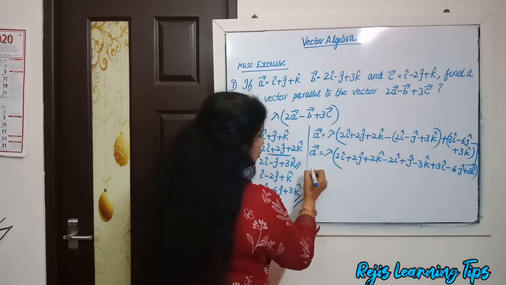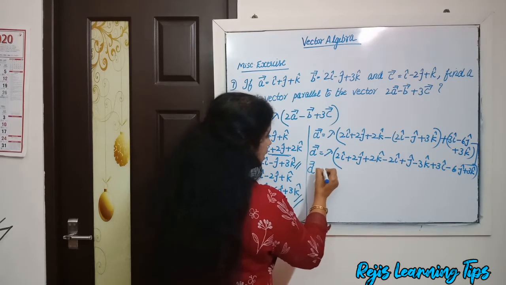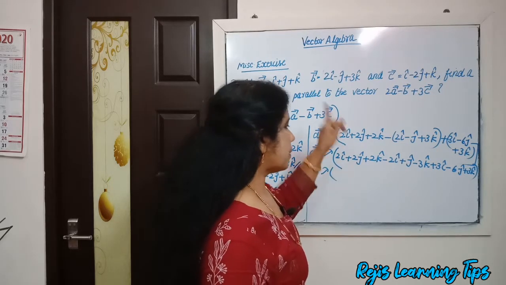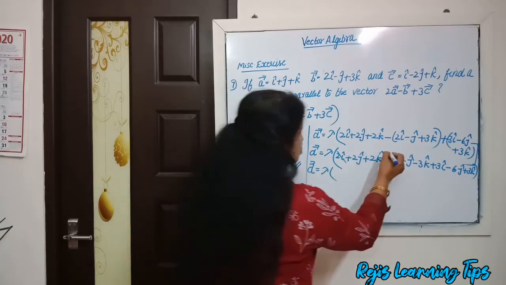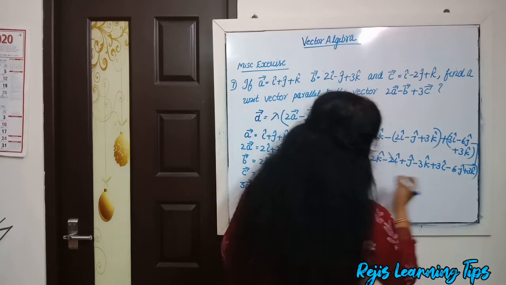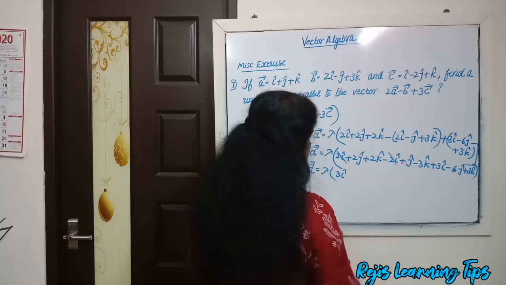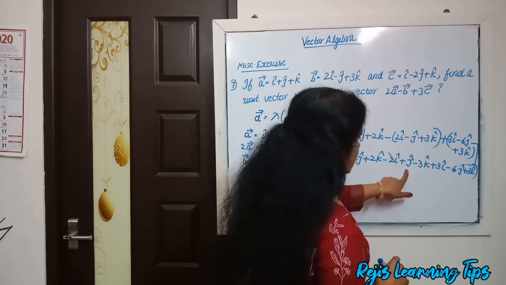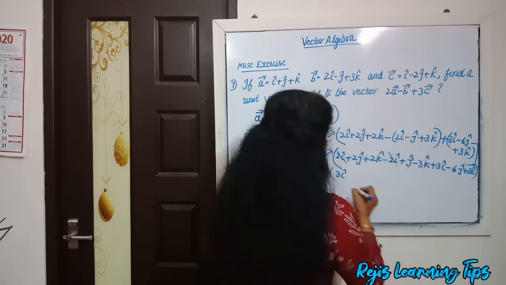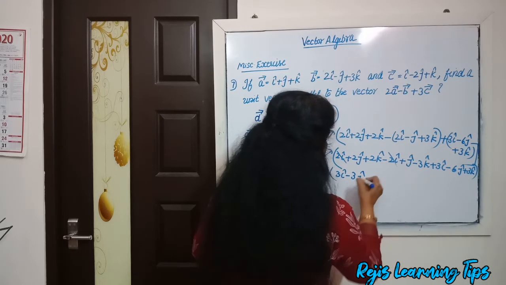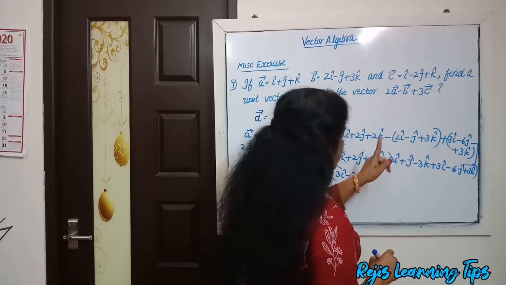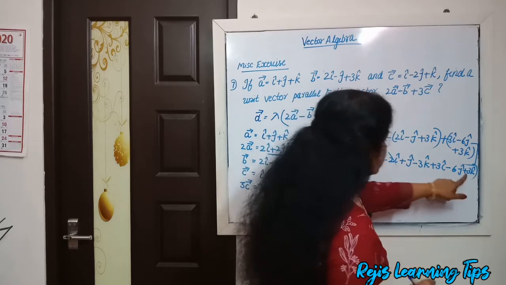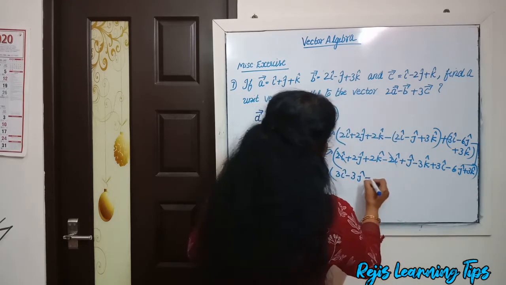That is equal to lambda times of 2i cap minus 2i cap, we can cancel these two. Then again one i cap is here, that is 3i cap. Then j cap: 2j cap plus j cap means 3j cap. 3j cap minus 6j cap means minus 3j cap. Then 2k cap minus 3k cap means minus k cap. Minus k cap plus 3k cap means 2k cap.